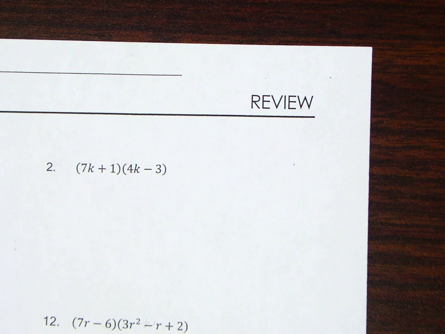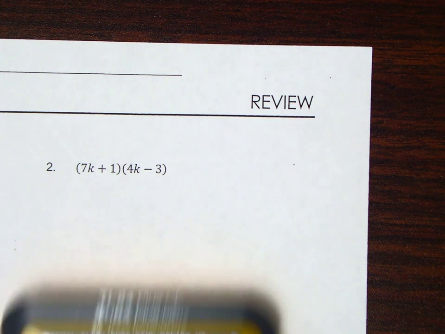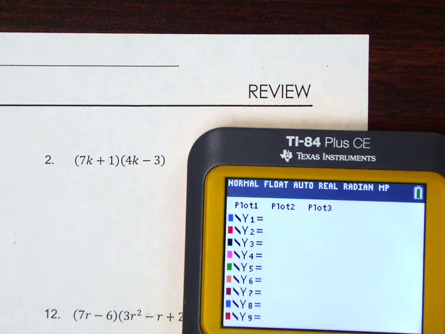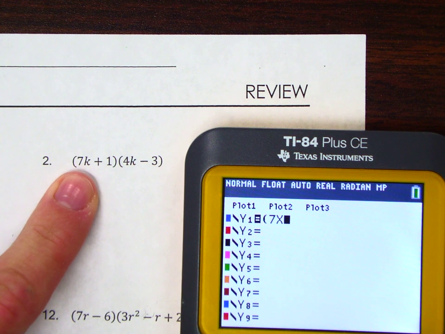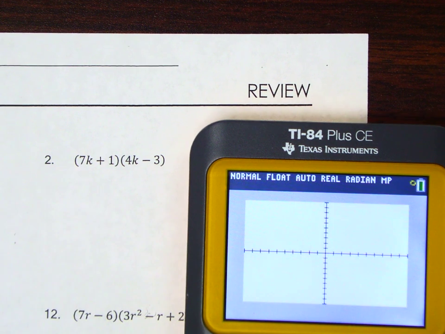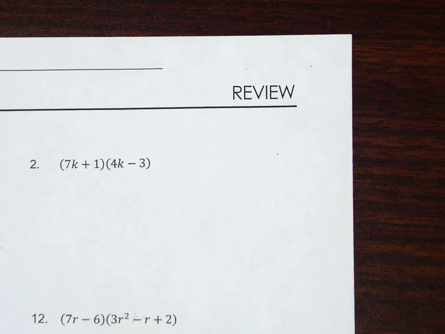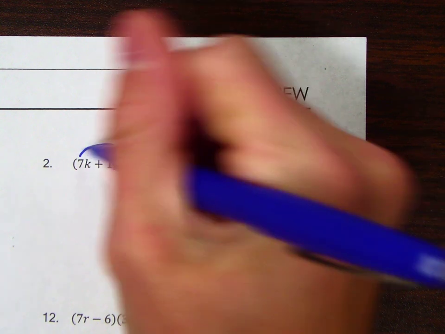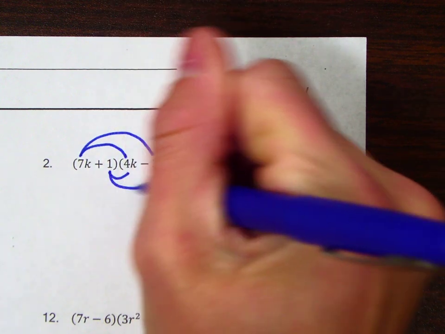All right, so let's look at number 2. I know if you had a multiple choice, you could go in here and you could graph it. All right, so here's my graph. And if I hit graph, I'm picking whichever multiple choice answer is going to give me this exact same graph. Now in your review, you don't have a multiple choice, but you can use your calculator to check your work. All right, so we're going to distribute.